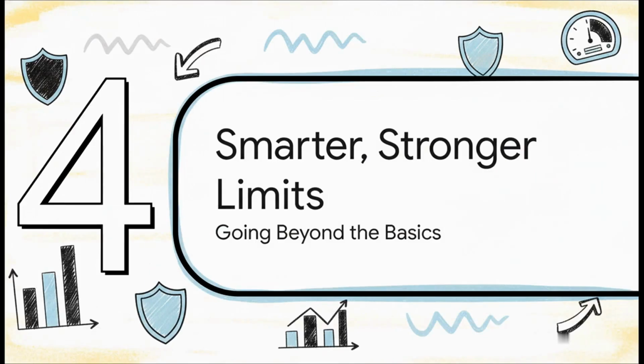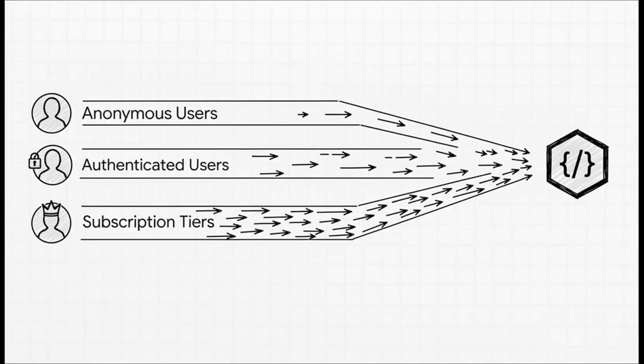Okay, so we've got the basics covered. The front door is locked. Now, let's level up, because a simple one-size-fits-all policy is good, but a truly great security strategy has nuance. It's time to make our bouncer a lot smarter. Let's be real, not all users are the same, so why would you treat them the same? Your bouncer needs a guest list and a VIP list.